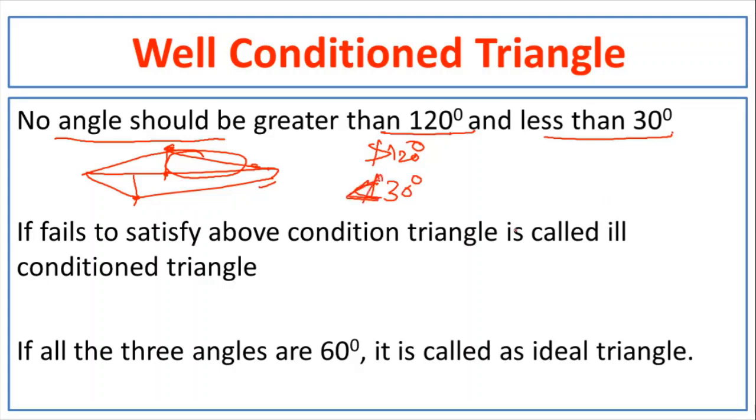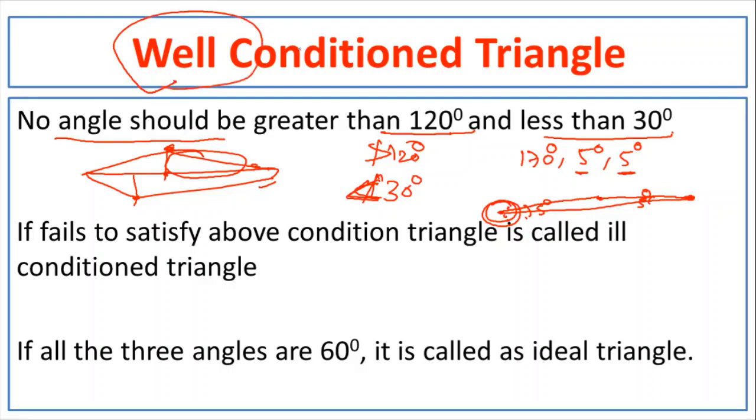So what happens if the triangle has angles less than 30 degrees or greater than 120? Suppose a triangle has angles like this: 170 degrees, 5 degrees and 5 degrees. When you say 5 degrees, that is such a small value, so your triangle will be like this. Here the angle is 5 degrees, and here the angle is 5 degrees. When the angle is very small, at the corners the lines will join like this. To avoid that, we have to always form the well conditioned triangle.